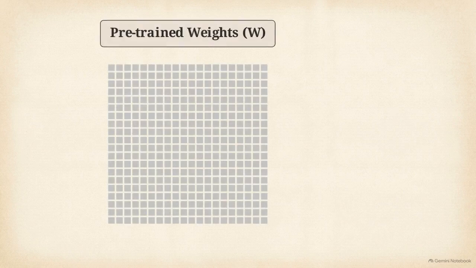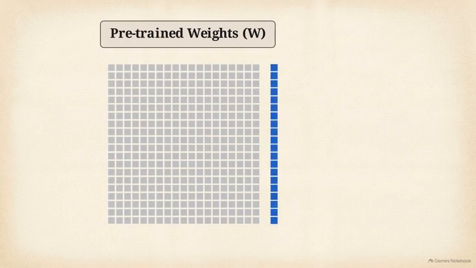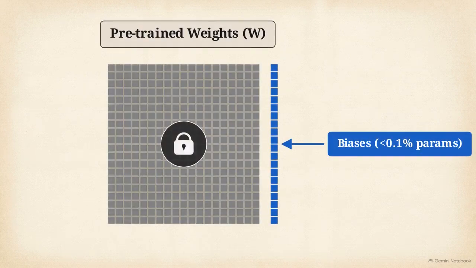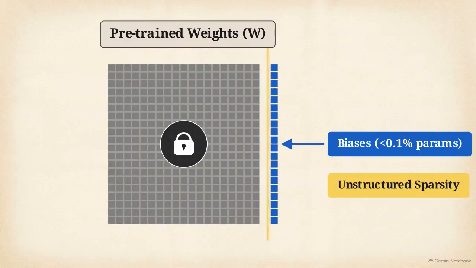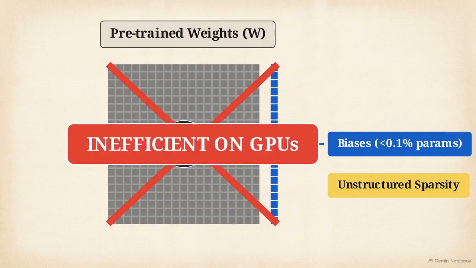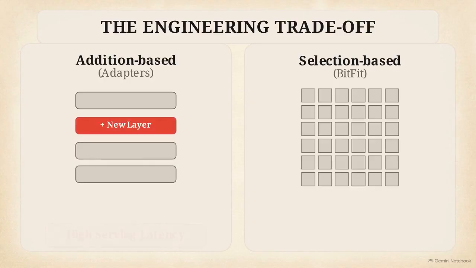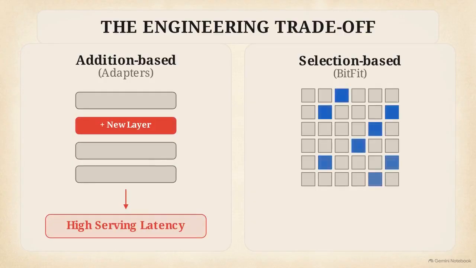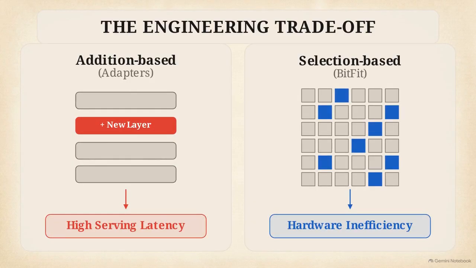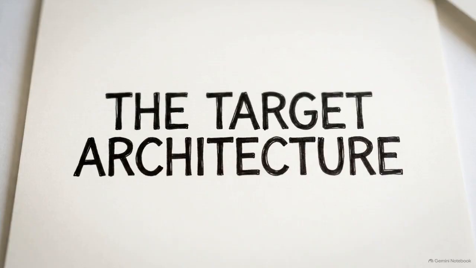The second family, selection-based architectures like BitFit, isolate a tiny fraction of existing weights, such as the biases, freezing the rest. While avoiding changes to the network shape, they rely on unstructured sparsity. This is computationally inefficient on GPUs, which are optimized for dense matrices. This creates an engineering trade-off. You must either accept serving latency with addition methods or sacrifice training efficiency with selection methods. A successful architecture must enable efficient training on dense hardware while serving the model with 0 added latency.